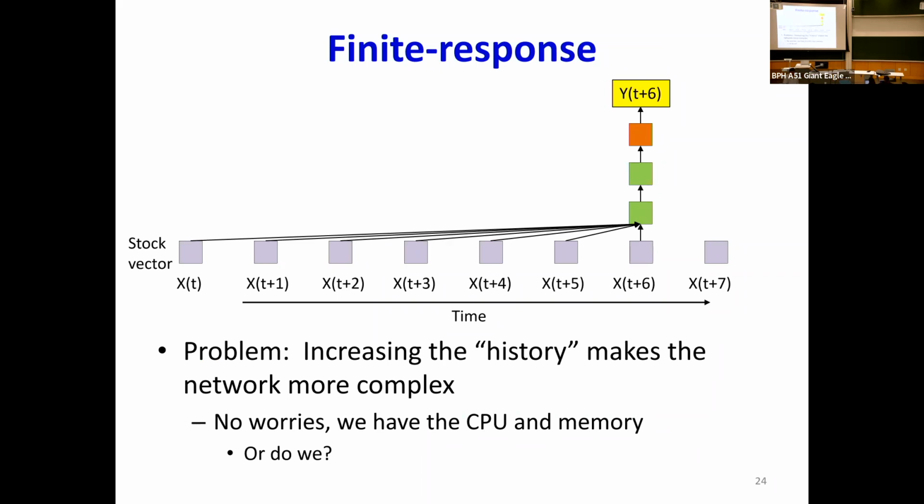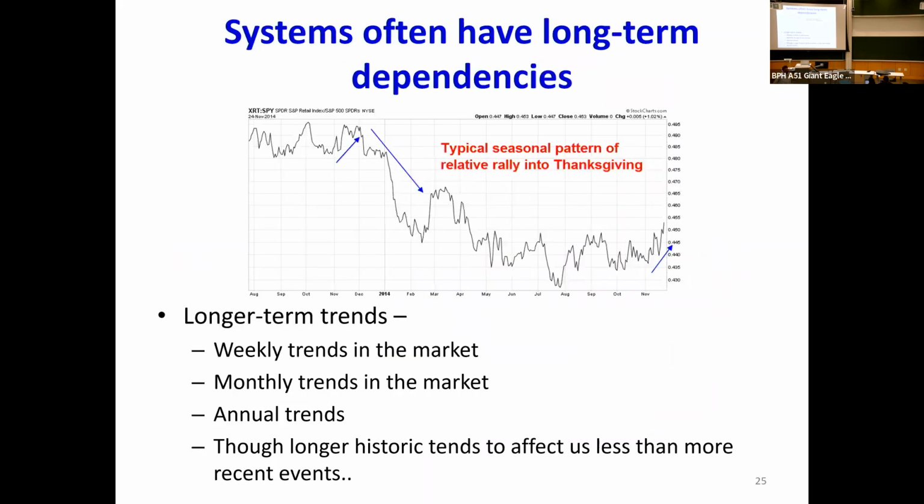You can keep increasing the lags, right? No worries. I can keep going backwards until I think I've captured enough. No big deal. I have enough CPU. I have enough memory. If it doesn't work, I'll buy a bigger GPU. Except, if you look at the stock, what are the trends?